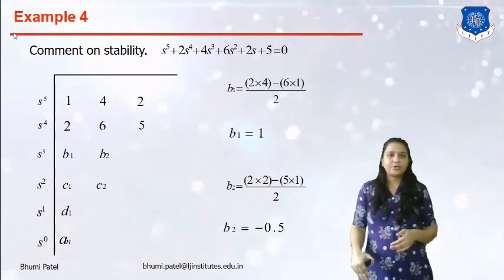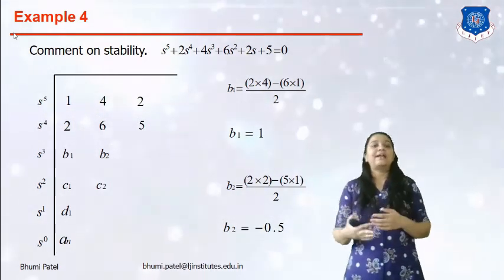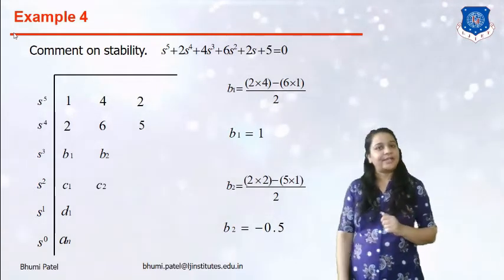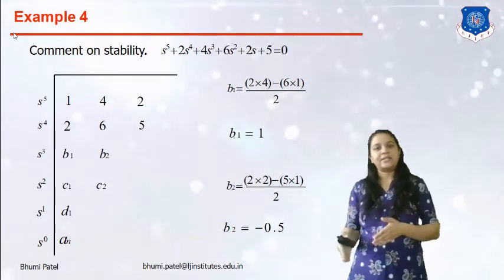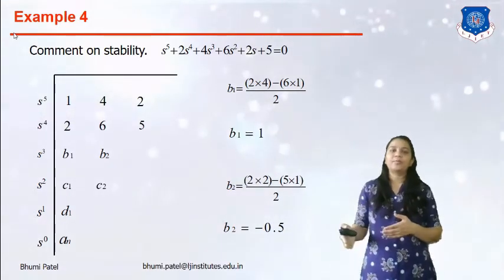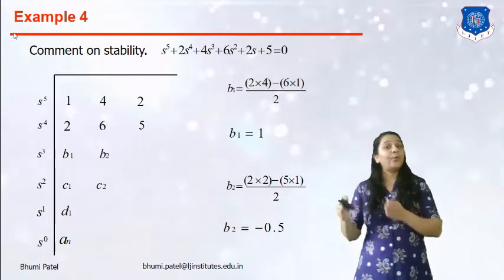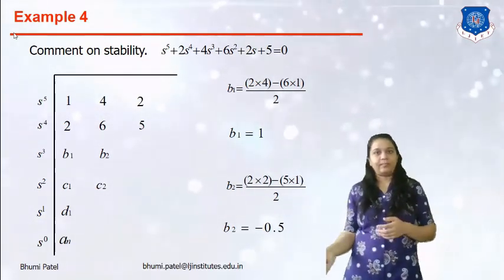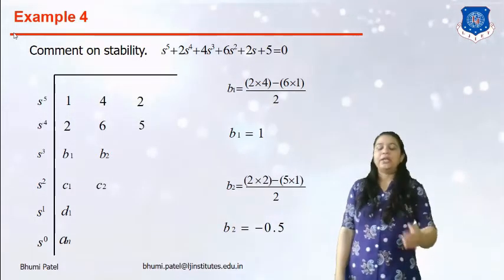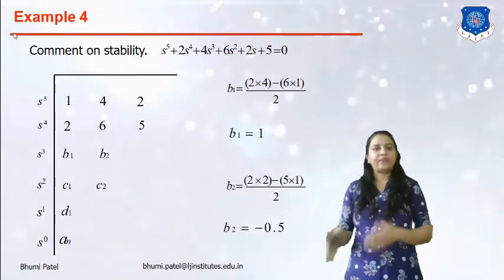Now in the next row, the s raised to 4 row, we first write the coefficient of s raised to 4, and it is 2. After that we skip the next term and write the next term coefficient, it is 6, and after that we skip 2s and then write the value of the next element, and it is 5. So in the next row the values are 2, 6, 5.